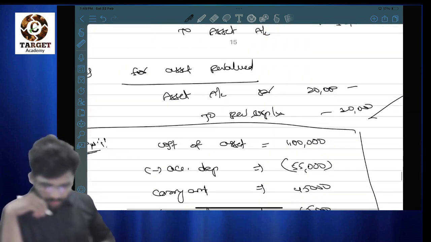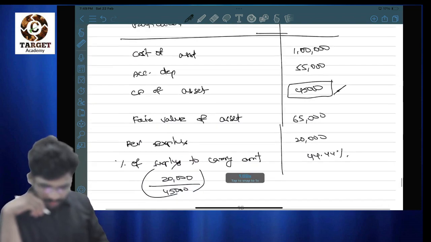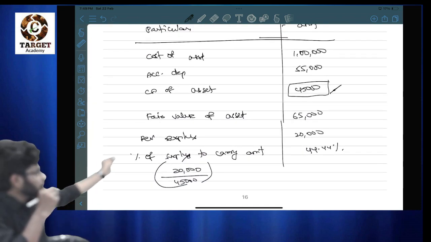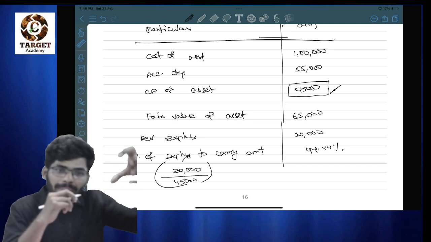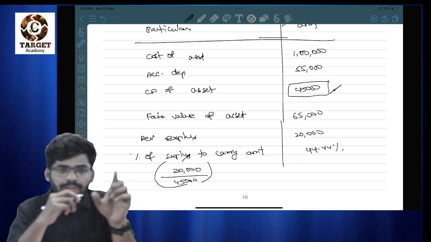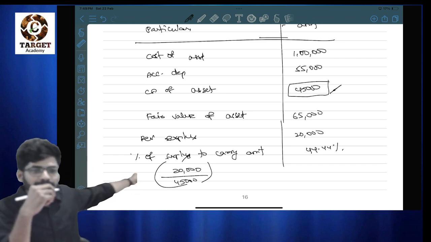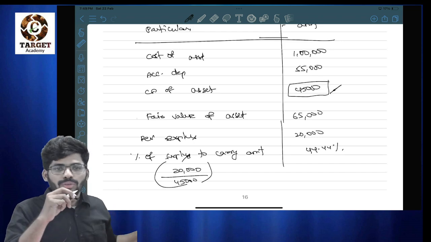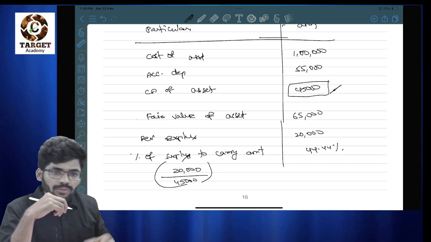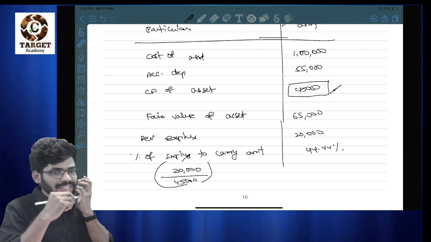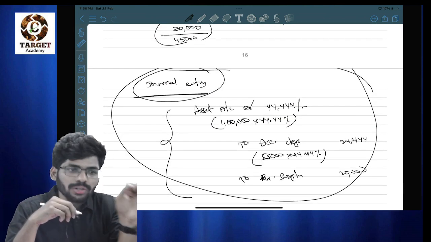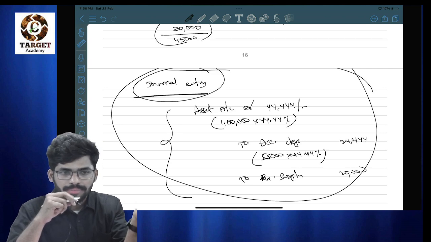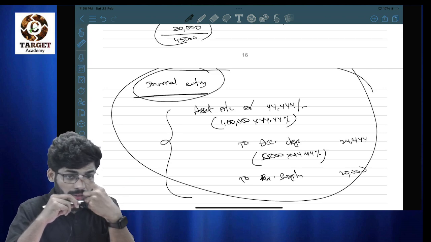So that's why, first of all, under the restatement approach, you need to calculate the surplus percentage. Based on the percentage of surplus, we need to adjust the asset and provision for depreciation also. That's it. As per this, the net amount is 20,000 only. Nothing changes in that. Correct or not? Yes.